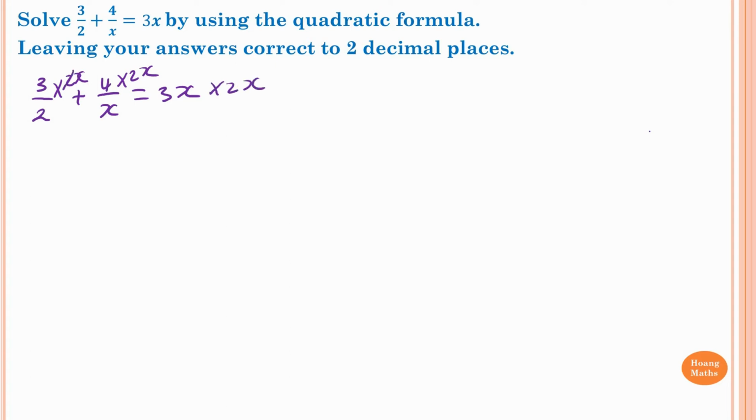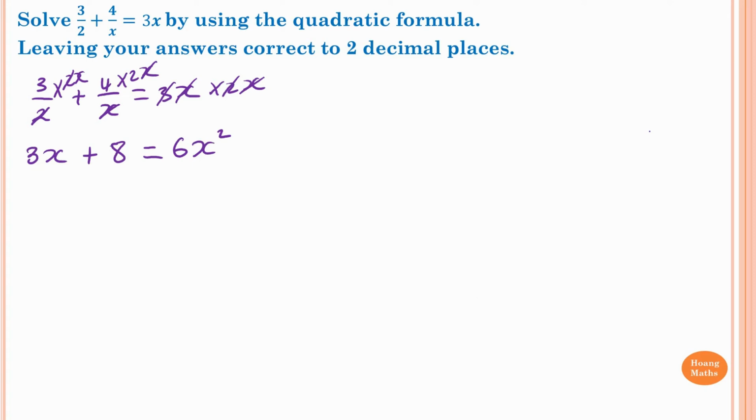So these 2 you cancel out. So 3 times x is 3x. And this x cancels with this x. So we're left with 4 times 2, which is 8. So just write 8. And 2 times 3 is 6. X times x is x squared.